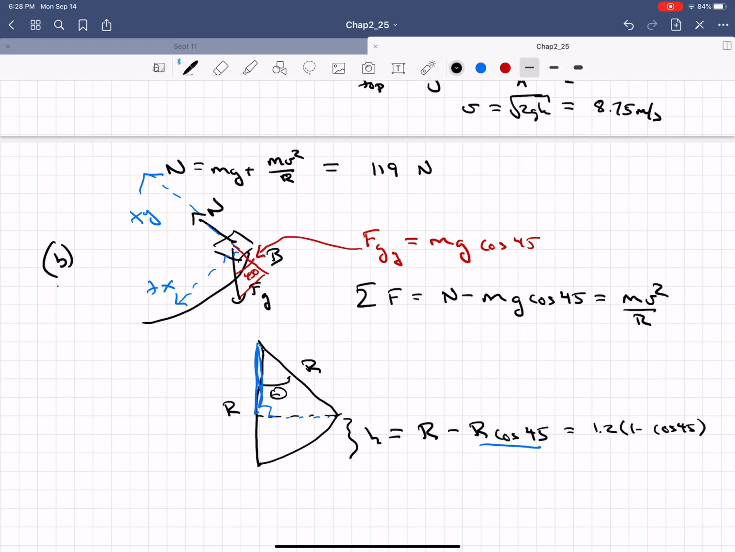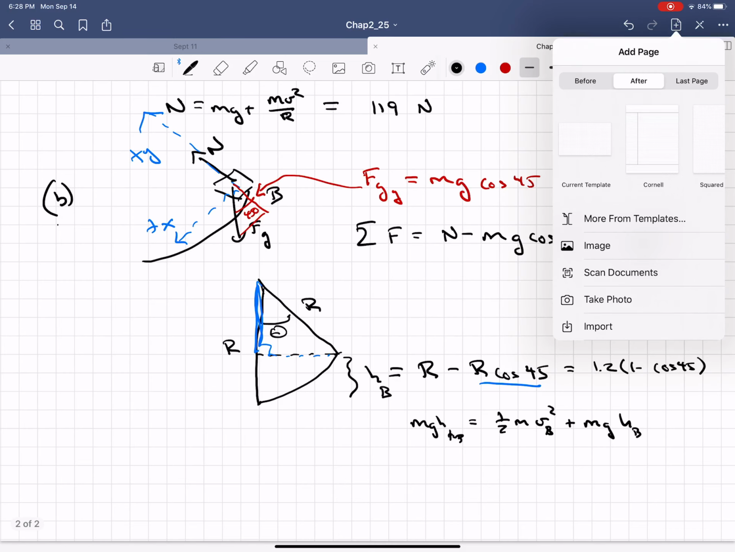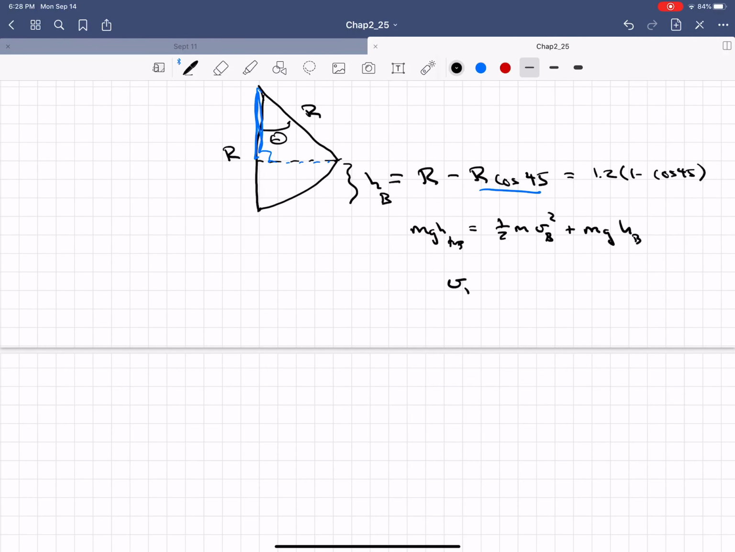And I would say that mgh at the top would be equal to 1/2 the velocity at B squared plus mg times this new h here at B, so I'll call that the height at B. Right, so I can get a number for all these things. I can get a new velocity value. So my velocity value at B works out to be 8.35 meters per second. That's my speed at B. That's also the answer to part C, by the way. So the answer to part C is this number.